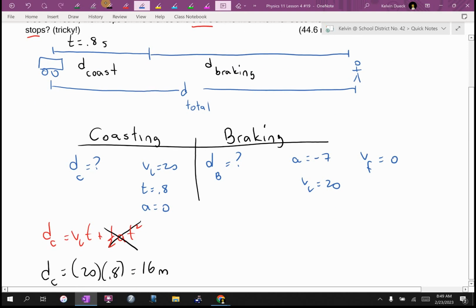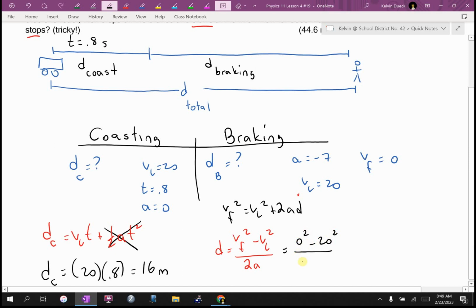And so now I can use VF squared equals VI squared plus 2AD. I can get the D by itself. How would I get the D by itself? The VF squared is going to drop down like a domino. I'll do my adding and subtracting. I would minus VI squared, divide by 2A. That equals D. And if I plug in the numbers here, it's going to be 0 squared minus 20 squared all over 2 times -7.